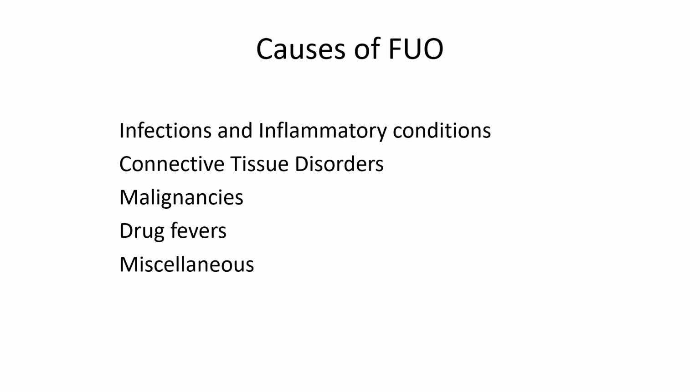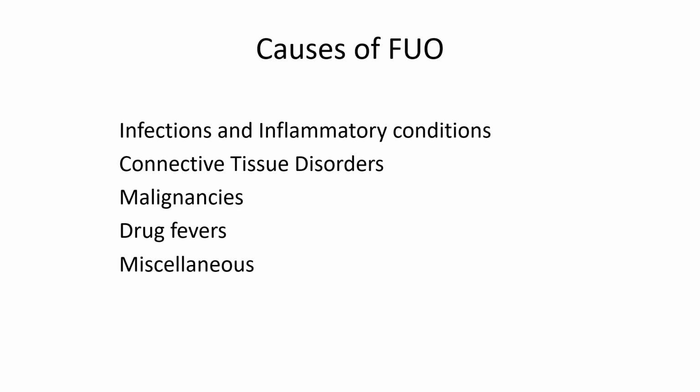So let us look at some of the causes of FUO. The causes of fever of unknown origin can be grouped into these 4 or 5 major groups. The first is infectious and inflammatory conditions. The second is connective tissue disorders. The third are malignancies. The fourth are drug fevers. And there are multiple miscellaneous causes which do not fit into any of these categories. So whenever a patient presents to you with prolonged fever, you have to try and find out which of these groups the patient actually fits into, or which of these conditions is causing the patient to have the fever.